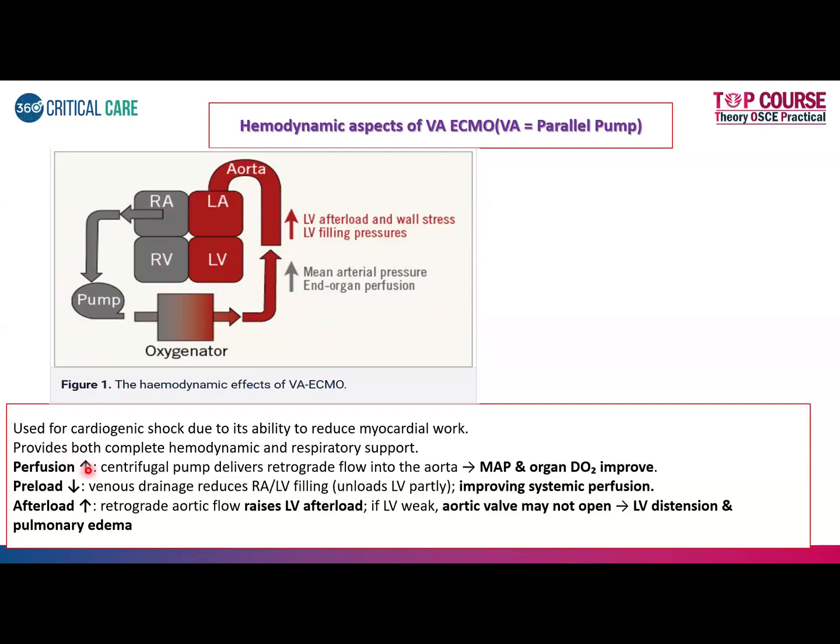So perfusion is increased. The centrifugal pump delivers the retrograde flow into the aorta, and the MAP and the oxygen delivery are improved. The preload decreases, the venous drainage reduces the RA and the LV filling, improving the systemic perfusion. The afterload increases, it raises the LV afterload. Sometimes the aortic valve might not open. This is one of the things that can lead to LV distension or pulmonary edema. At the end of the day, it is used to reduce the myocardial work and provide hemodynamic and respiratory support. And as I have said, it works in parallel, unlike the VV pump.